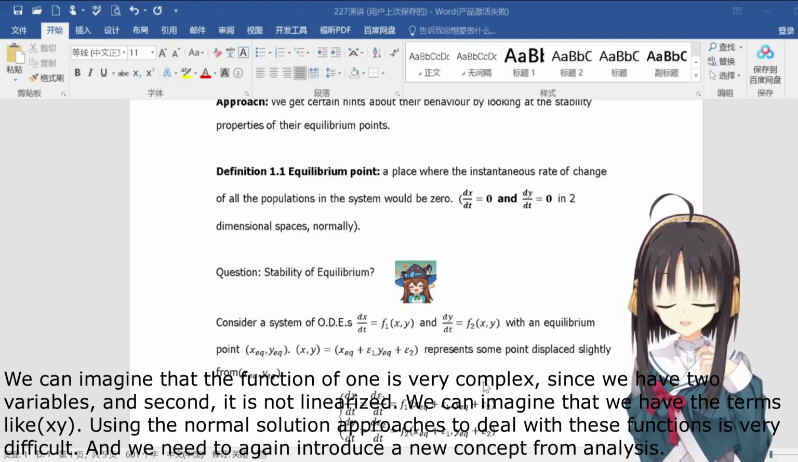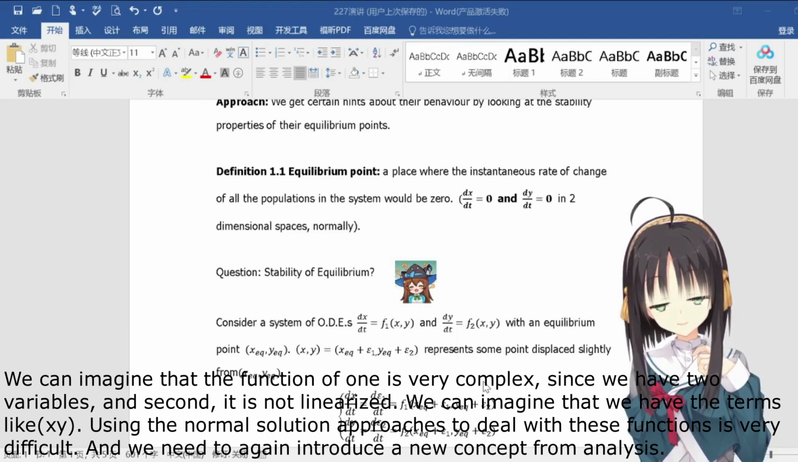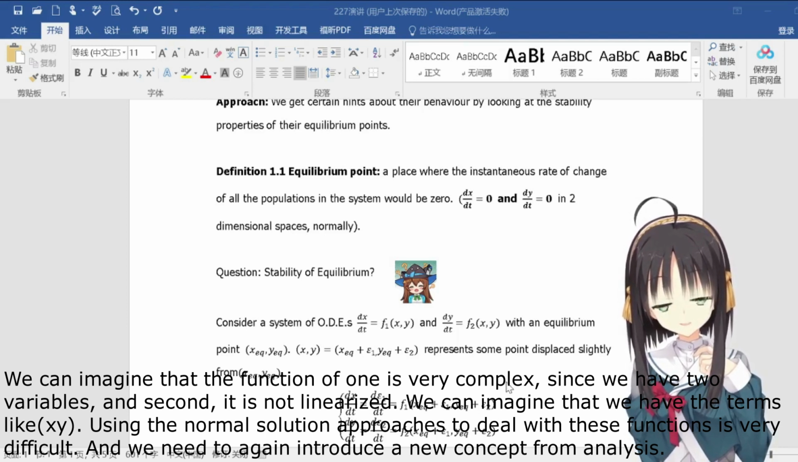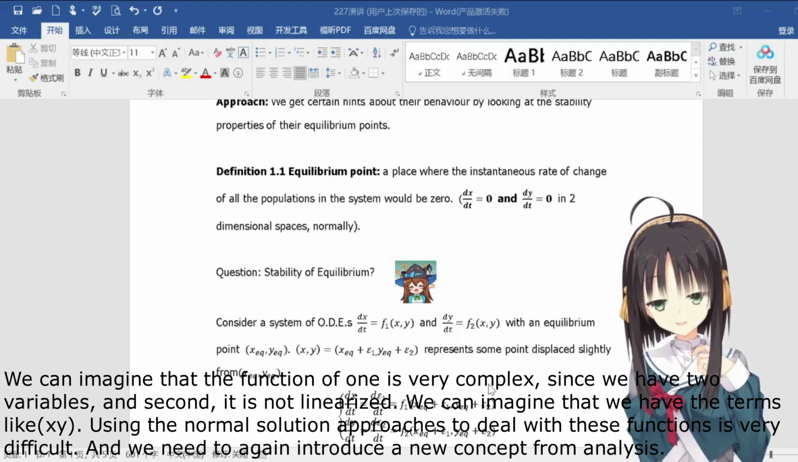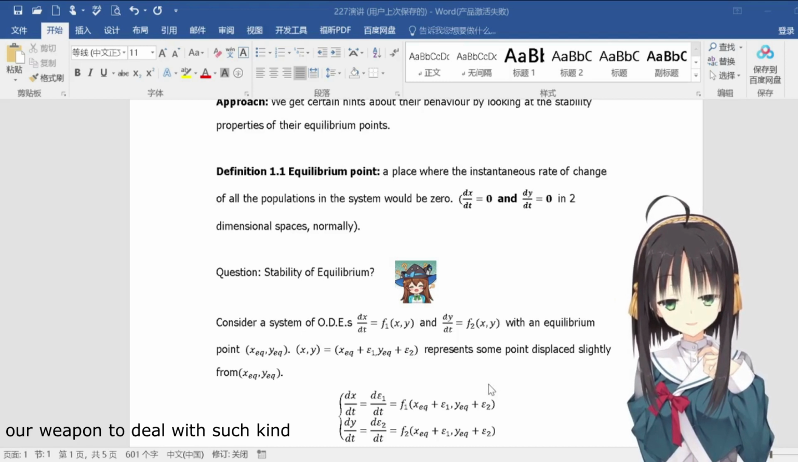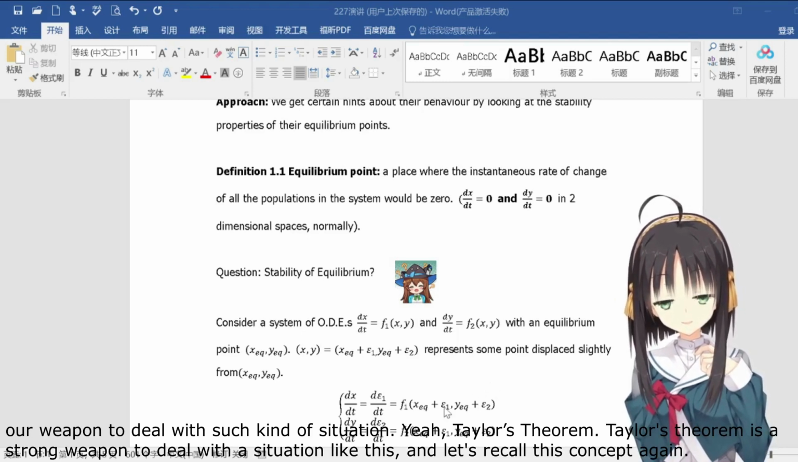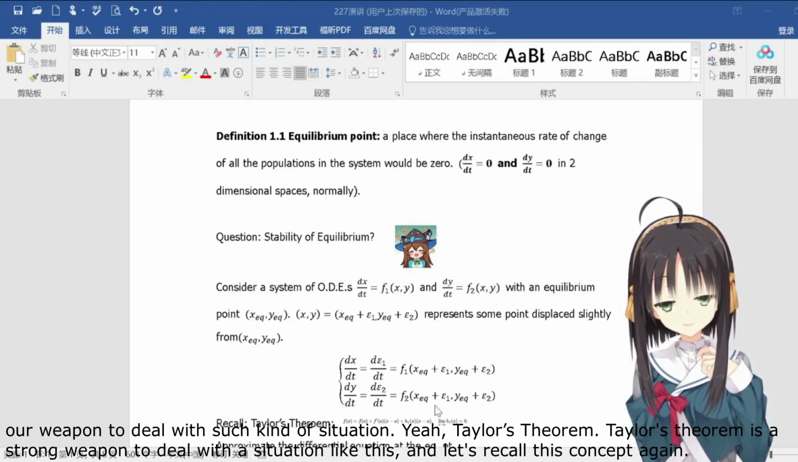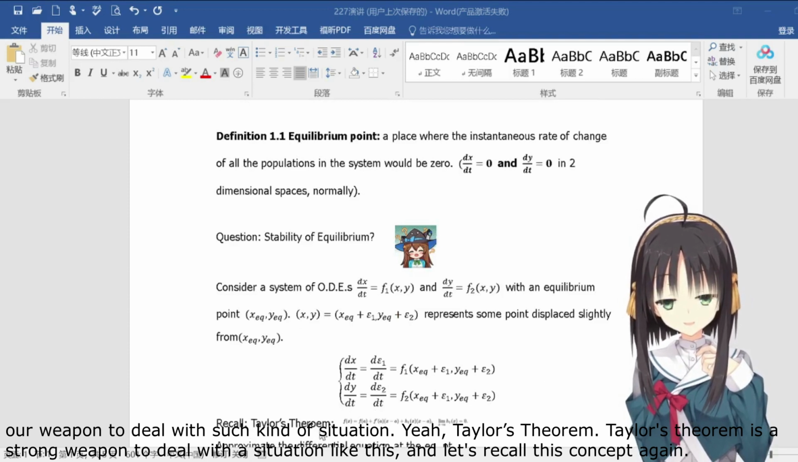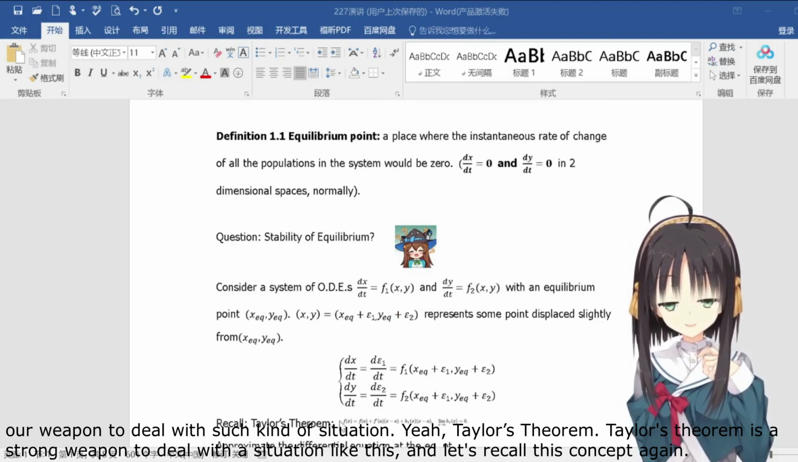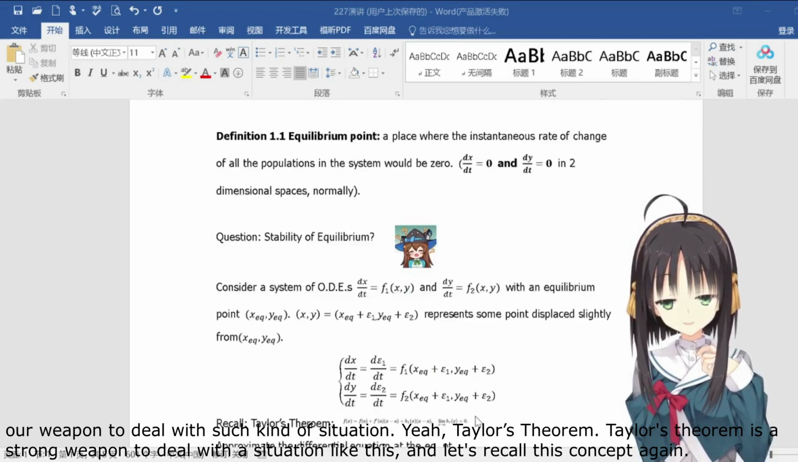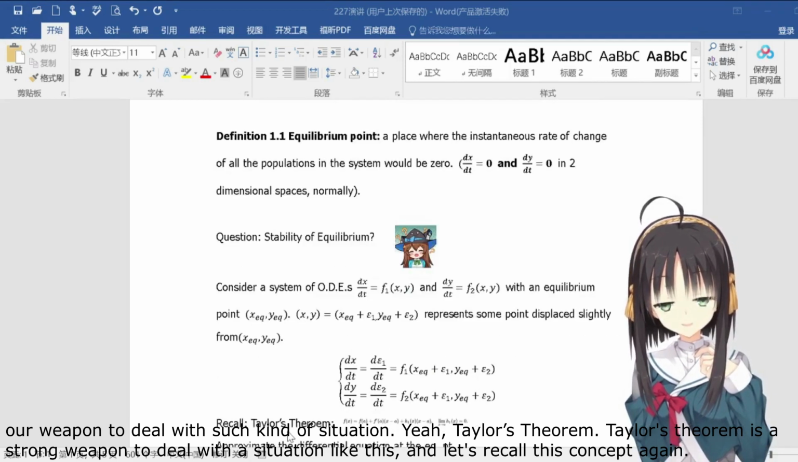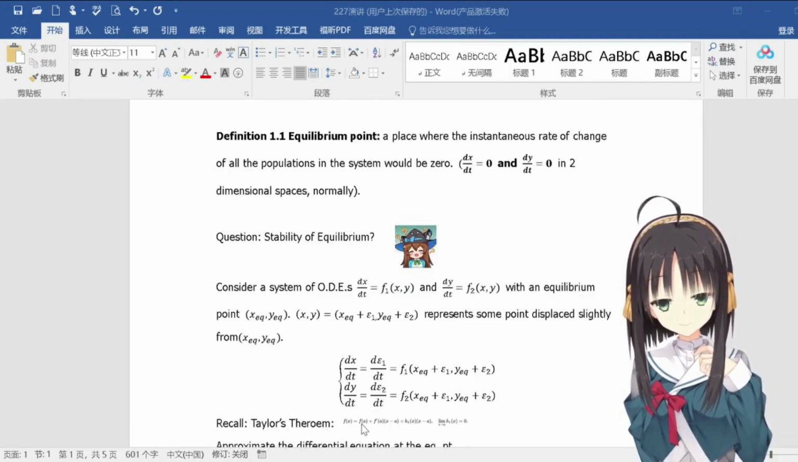So using the normal solution approaches to deal with these functions is very difficult, and we need to again introduce a new concept from analysis, and also our weapon to deal with such kind of situation. Yeah, Taylor's theorem. Taylor's theorem is a strong weapon to deal with a situation like this. And let's recall this concept again.